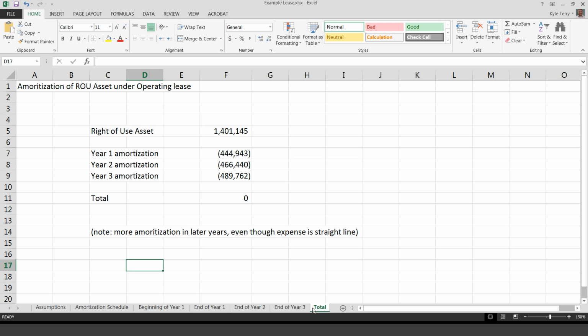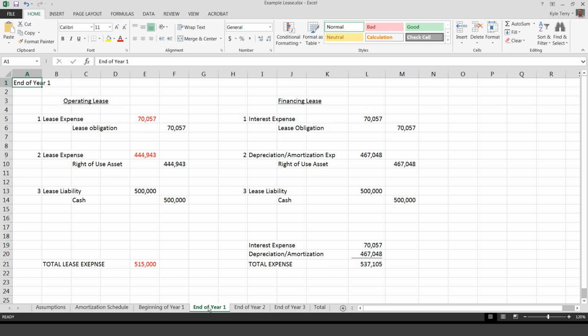The other unique part of this is on your cash flow statement. If you were doing a financing lease, if we go back to the end of year 1 tab, in your cash flow from operations would only be the interest expense, and the payment going out would be a financing expense. Whereas if we're doing an operating lease, the entire 515 is going to come out of our cash flow from operations, similar to what it is today.